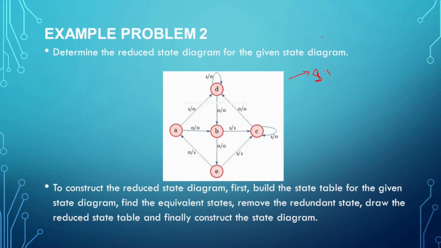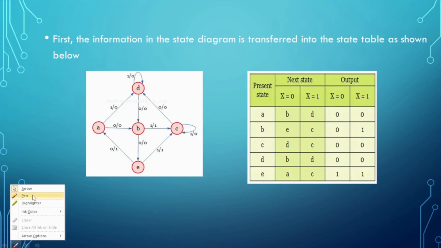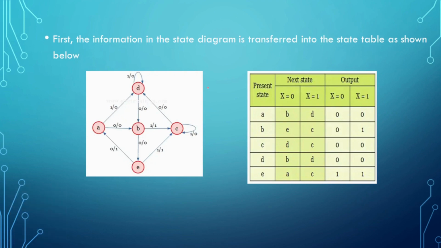Afterwards, you need to compare that given present state with another present state. If there is an equivalency, you need to remove that equivalent state from the state table. Okay, this is the procedure. The first step is to convert this state diagram to the state table. So this state diagram is converted here as the state table.